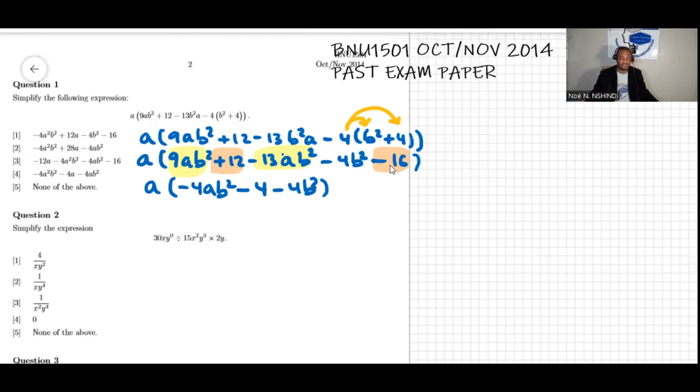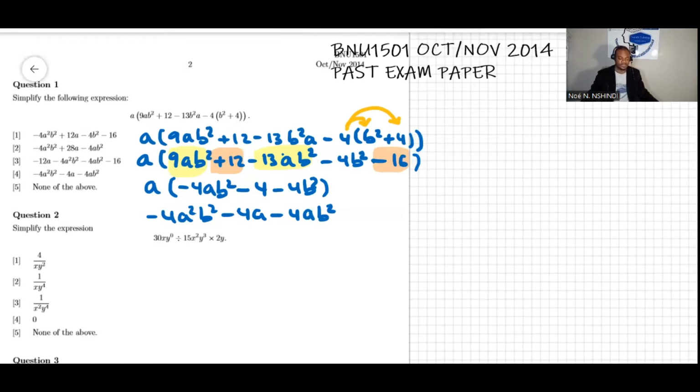Now I will multiply by the a. It's going to be negative 4a squared b squared, and negative 4ab squared. I cannot simplify these two because they're not like terms. You see, over here it does not have the power of 2. If it had, I could simplify it.